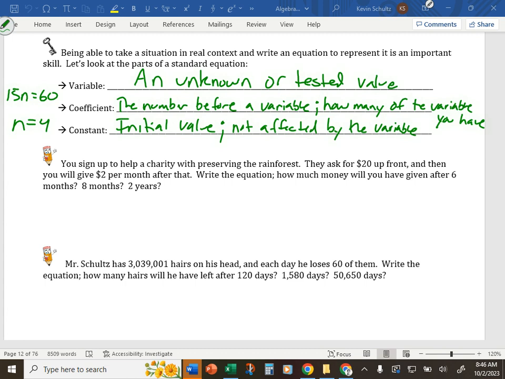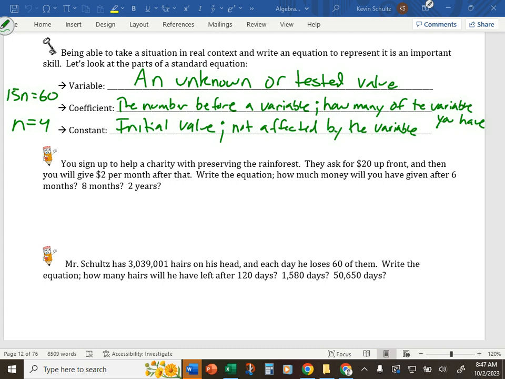So we're looking for what's our variable, what's the unknown or the tested value, what's our coefficient, the number before the variable, how many of the variable there is, and then what's the initial value, what's the constant, what isn't affected by the variable. We'll start with the variable. What is the variable? Yeah? The amount of money you get. Not the amount of money, that's kind of the total. That's what we're trying to solve for with this equation.